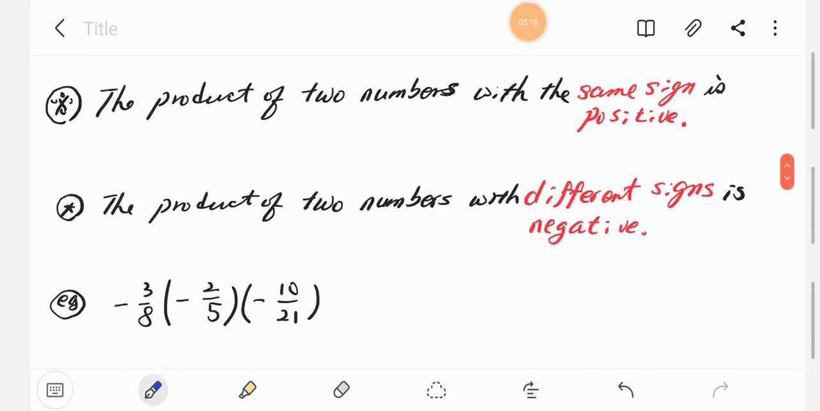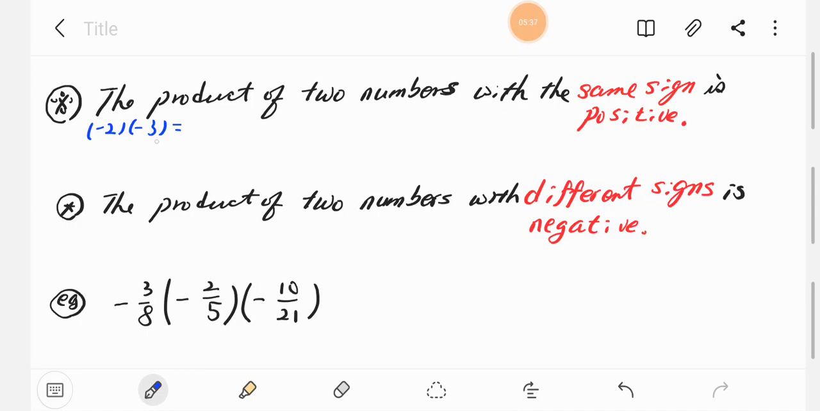Okay, and then let's keep this in mind. The product of two numbers with the same sign is positive. We already know this one. Let's say here's a number, negative 2 times negative 3. Then we are multiplying two numbers with the same sign, so the result will be positive, right? So this is equivalent to 2 times 3, positive.